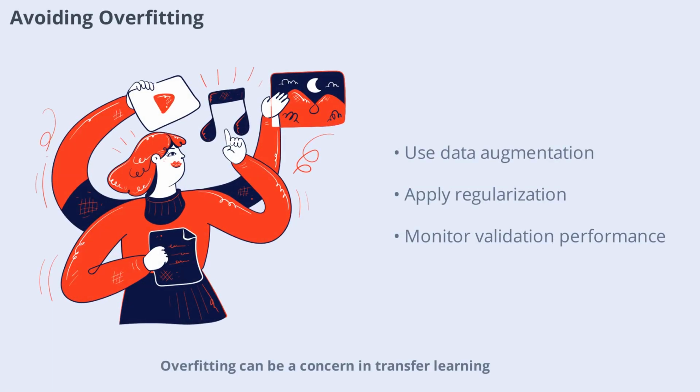Overfitting can be a concern in transfer learning, especially with small datasets. Techniques like data augmentation, dropout, and regularization can help. It's also important to monitor validation performance and stop training when improvements plateau. By taking these precautions, you can ensure your model generalizes well to new data.